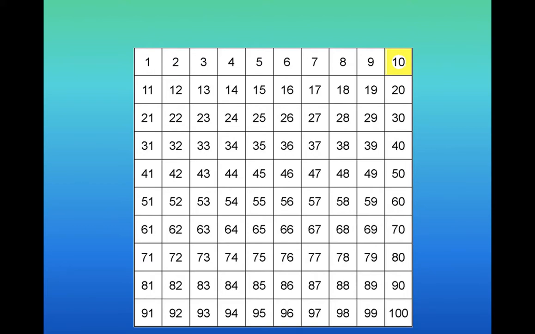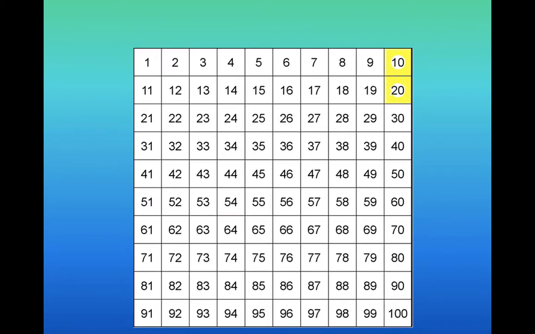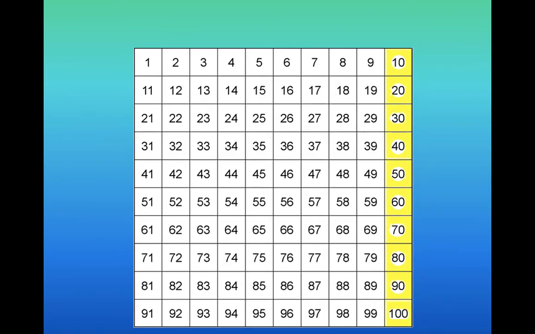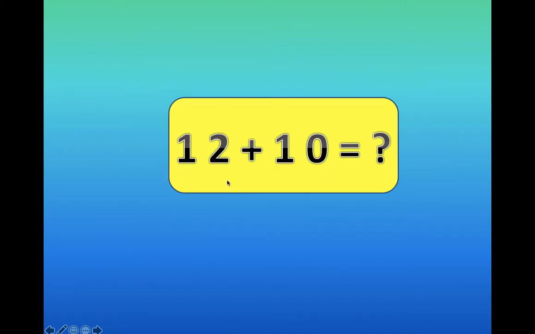You can see the numbers in the number chart are ending with tens. We have 10, 20, 30, 40, 50, 60, 70, 80, 90 and 100. As you add, the numbers increase in tens: from 10 it becomes 20, from 20 to 30, 30 to 40, 40 to 50, 50 to 60, 60 to 70, 70 to 80, 80 to 90, 90 to 100 and so on. Here is the sum for you, 12 plus 10.